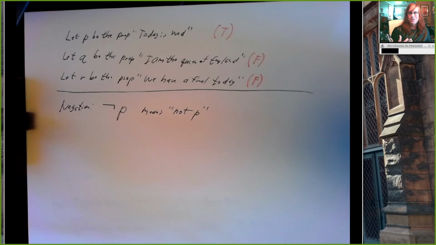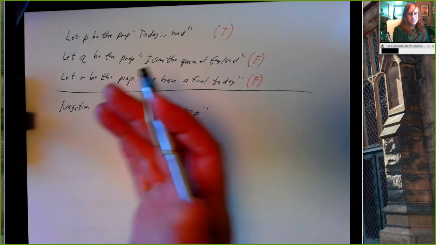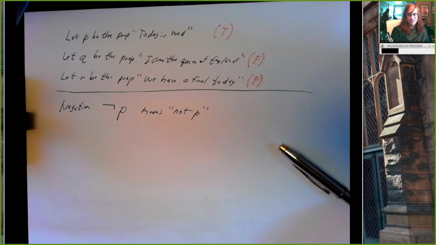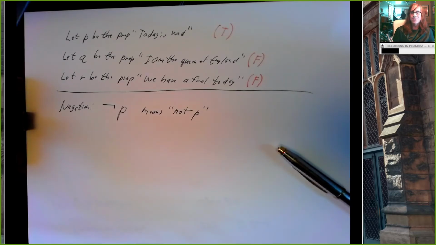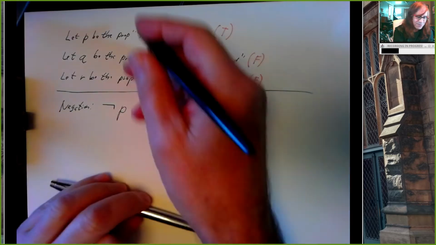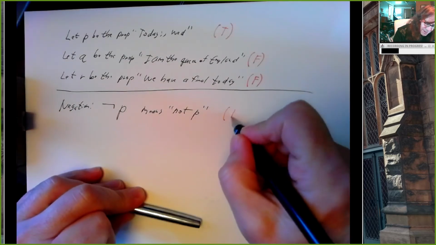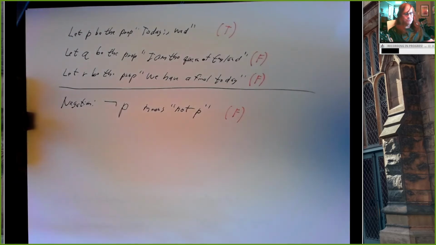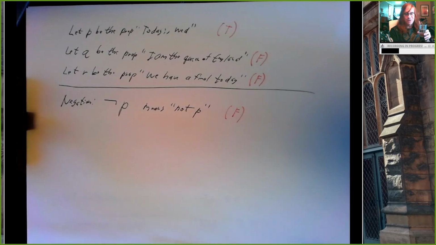So if P is the proposition that today is Wednesday, the negation of P literally means "not today is Wednesday." But in English, we would probably say "today is not Wednesday." And if I state the proposition that today is not Wednesday, that proposition is false, because today is Wednesday. So for this particular proposition P, not P would be false. And it turns out that not P always has the opposite value of P.